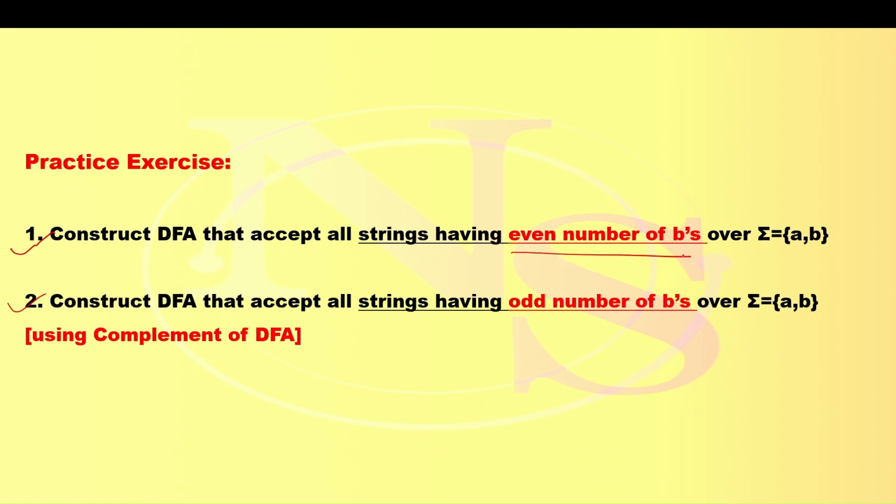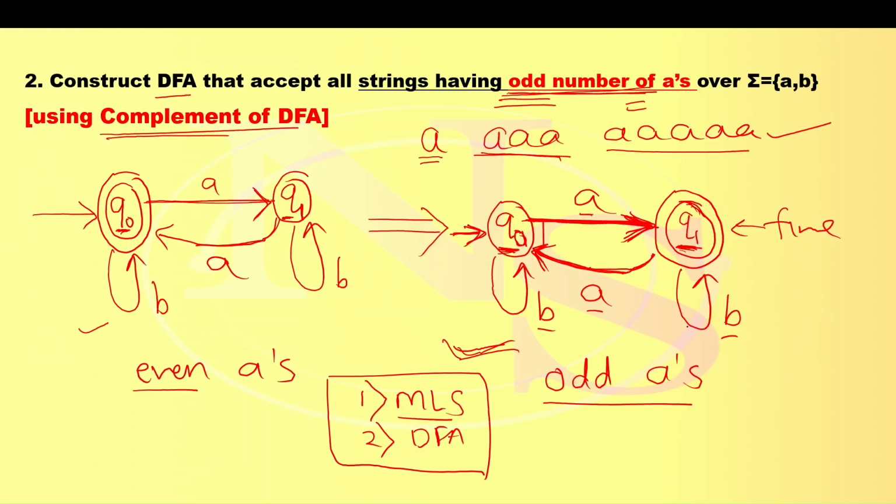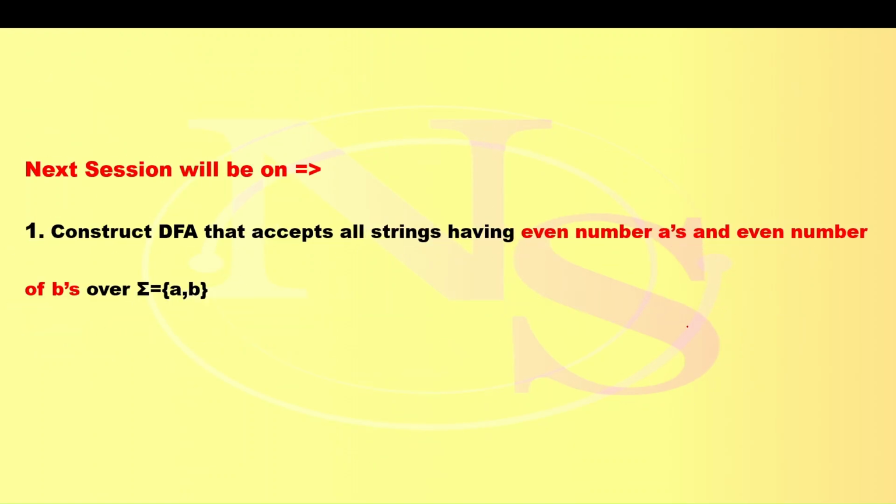You can practice questions which are similar to what we have seen. Design automata for even number of B's and odd number of B's. I explained for even and odd number of A's. In the next session, we will learn how to design automata for even number of A's and even number of B's. In the same DFA, we need to apply this condition on A as well as on B.